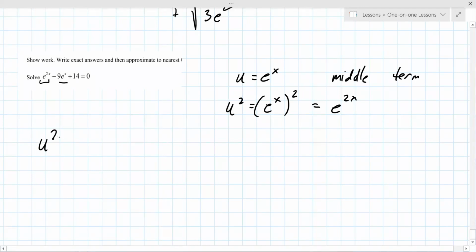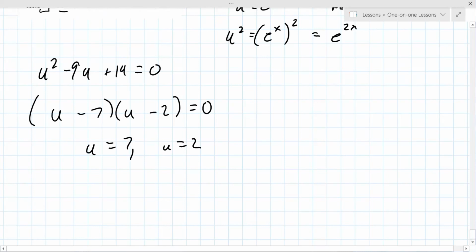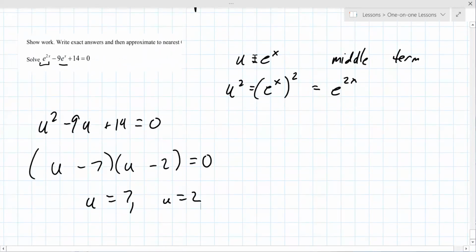So it's u squared minus 9u plus 14 equals 0. So to factor this, you get u minus 7, u minus 2 equals 0. So u equals 7 and u equals 2, but you're not solving for u, you're solving for x. So you have to back substitute this up here. So it's really e to the x equals 7 and e to the x equals 2.